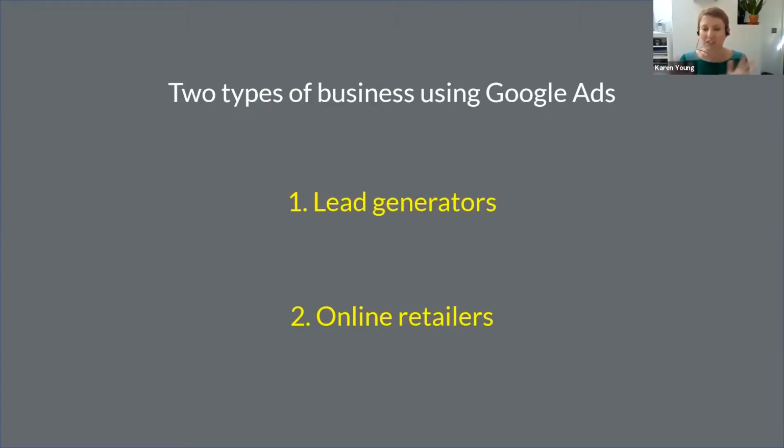So I wanted to just start by saying, really, there's just two types of businesses. Most businesses fall into one of two categories when we're talking about Google Ads. You're either a lead generator, you need people to get in touch with you, pick up the phone, fill in a form, or you're an online retailer, you sell stuff actually online. So I'm guessing most of you would fall into one of those two camps if you were running Google Ads.